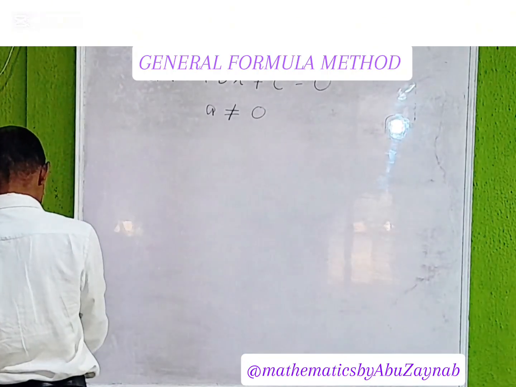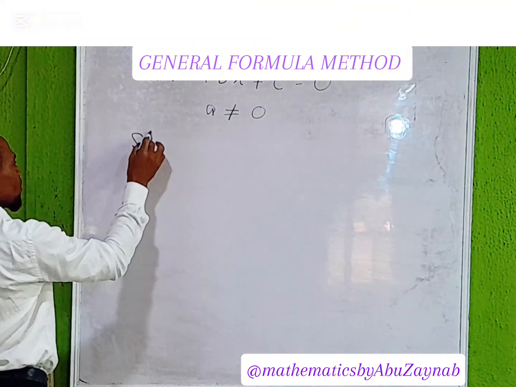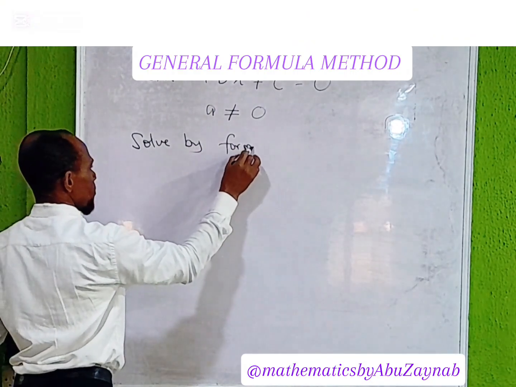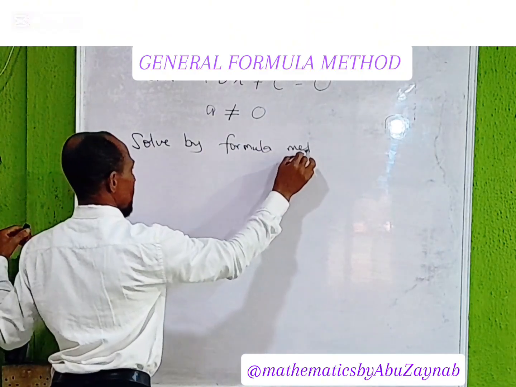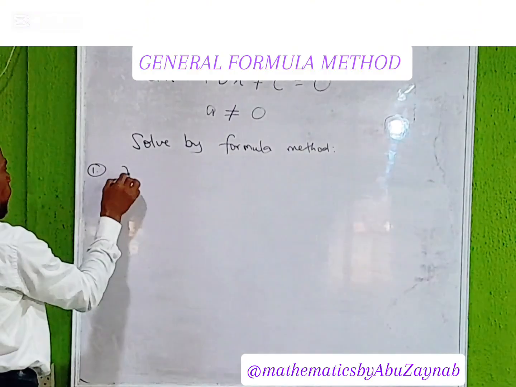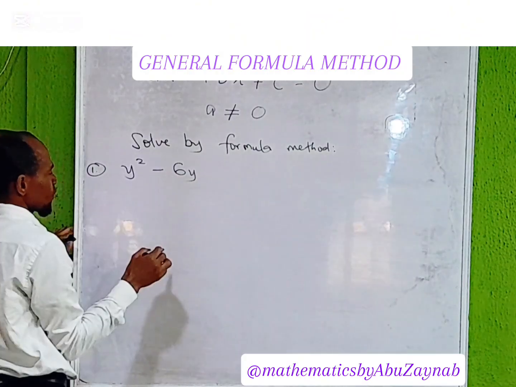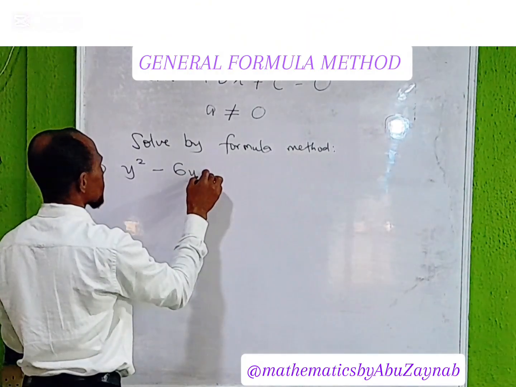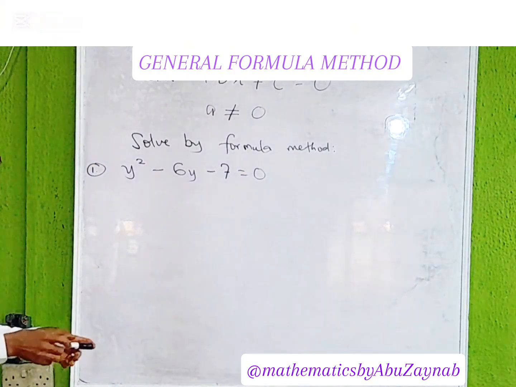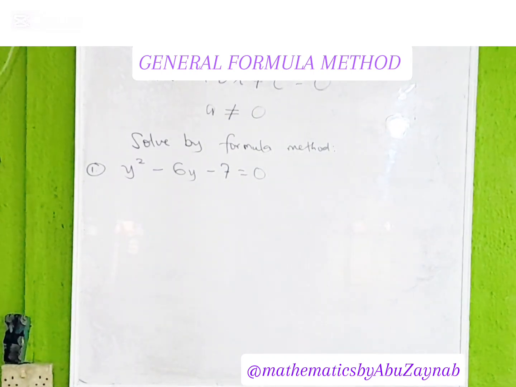So, solve by formula method. So we have, say, y squared minus 6y minus 7 equals 0. Let's start with this. Y squared minus 6y minus 7 equals 0.